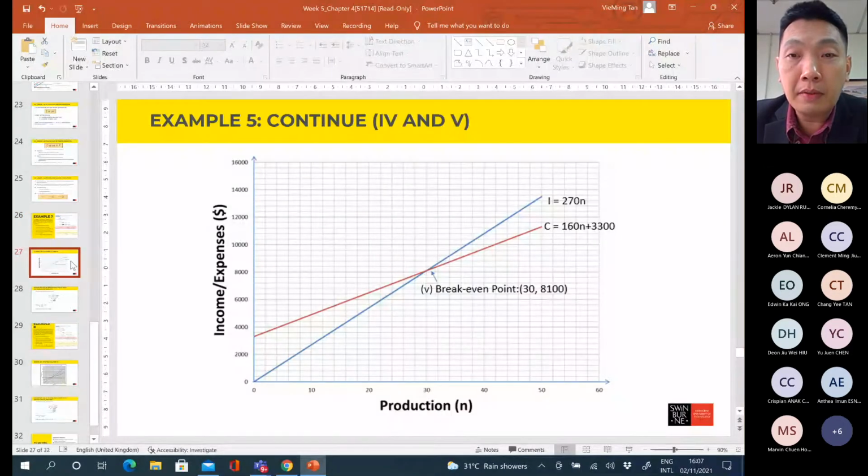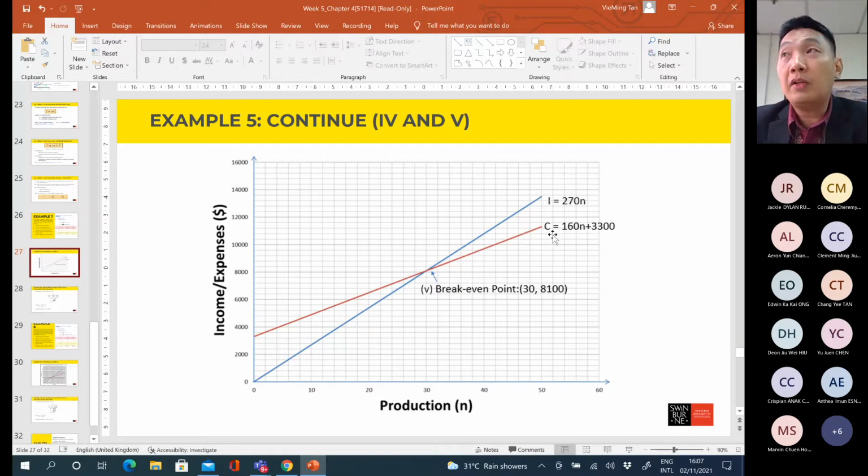So if you jot them down, you may find that the income equation is here, this blue line. This is the income equation. And the cost equation is this one. You can try to draw the line longer, it's okay, nothing wrong. Even though you already have 3 points, you can extend your line longer, as long as it's a straight line. Okay, so now you have to identify the intersection point.